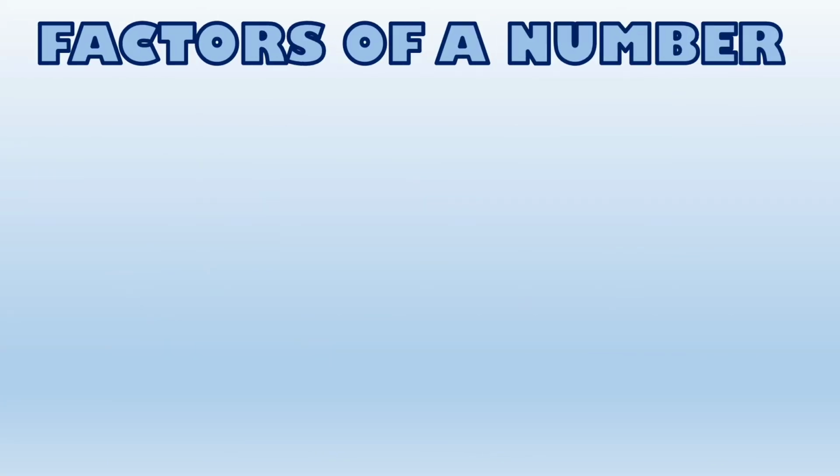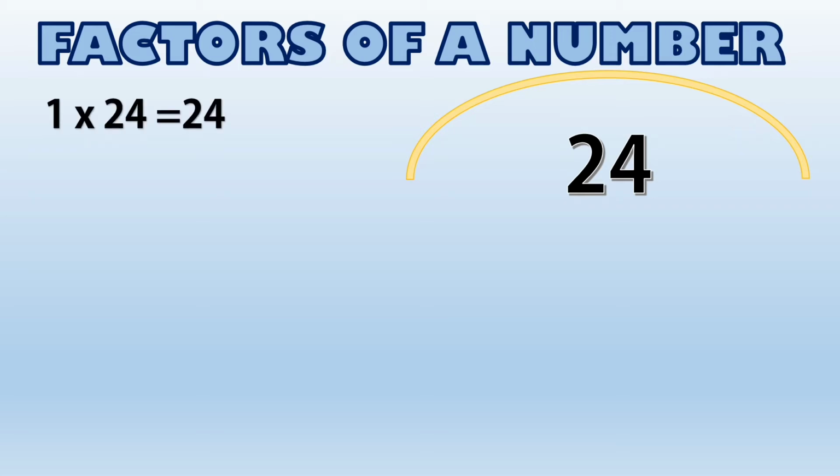Now, let's study thoroughly how to get the factors of a number. This time, we will use an arch. Let's say we need to get the factors of 24. Again, it is best to start with number 1. 1 times 24 is equal to 24. So the first factor of 24 is 1 and its last factor is 24. Now let's put an arch on top of 1 and 24 to indicate multiplication and also the range of the numbers that are factors of 24.